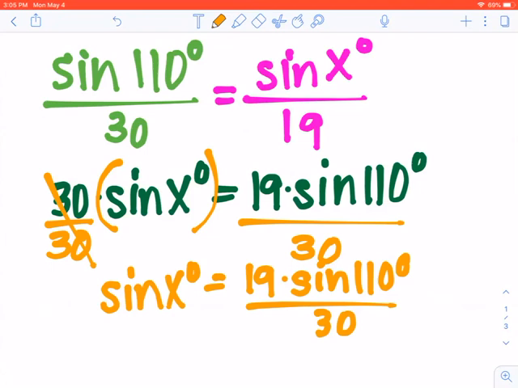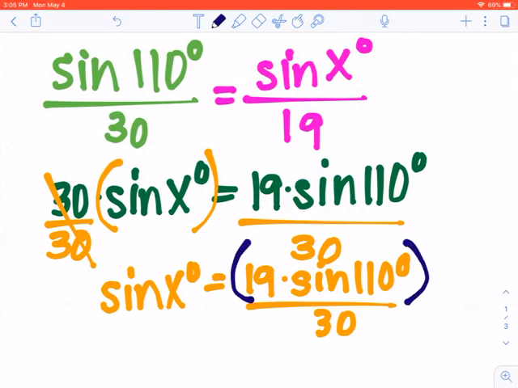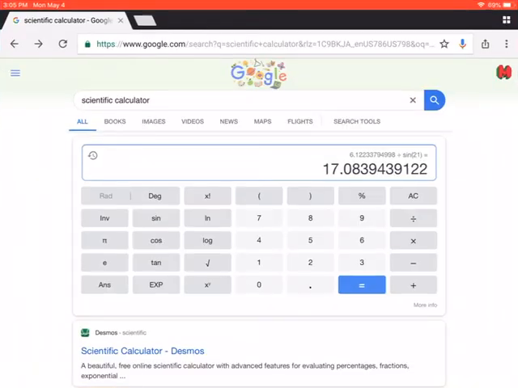This is a number I can calculate in my calculator. I can say that 19 times the sine of 110, and then I can take that number and divide by 30. So I'll go do that. 19 times sine 110. Clear all that. I'm in degree mode. 19 times the sine of 110 degrees. I get this answer, 17.854159, etc. Okay? But then I'm going to divide by 30. Okay, I want that number divided by 30. And I get this, 0.595138, etc. Okay, so 5951.